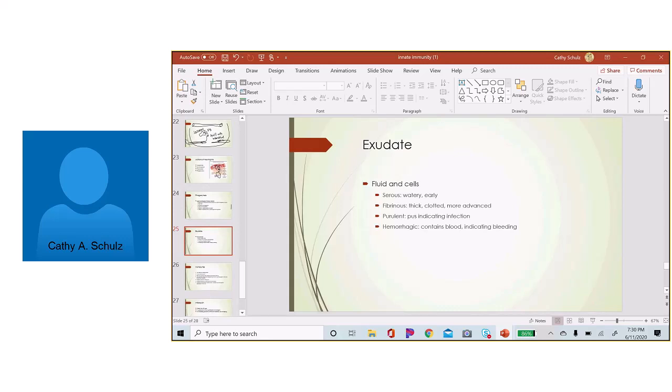If it's hemorrhagic, that means there's more blood. There had been bleeding, more bleeding with this injury. Sometimes it's a mix of purulent and hemorrhagic. And over time, this exudate will become more fibrinous with clot and other thicker tissue.